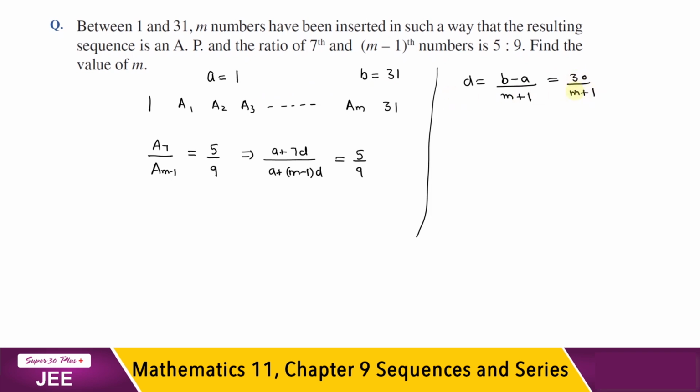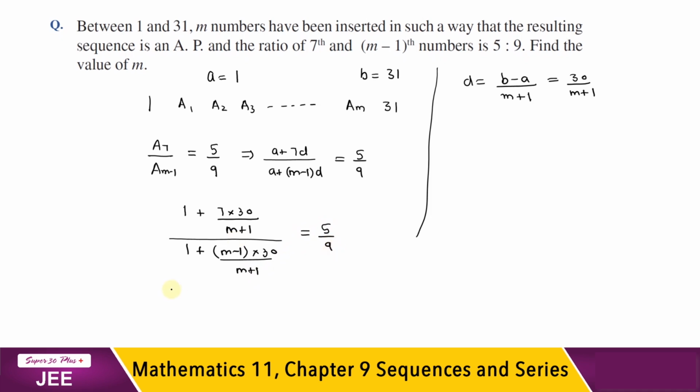So d is equal to 30 divided by m plus 1. Let us substitute the value of d as 30 divided by m plus 1 and a as 1. So this becomes (1 plus 7 into 30 divided by m plus 1) whole divided by (1 plus m minus 1 into 30 divided by m plus 1), and this is equal to 5/9.